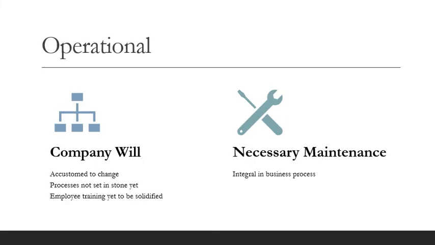So now we're going to talk about the operational feasibility. This may be the hardest part because this would be the part where we have to convince the employer to be willing to make this change. Now, sometimes those big initial investments may turn off the owner, but the process is not set in stone yet, and the employee training is not yet solidified.